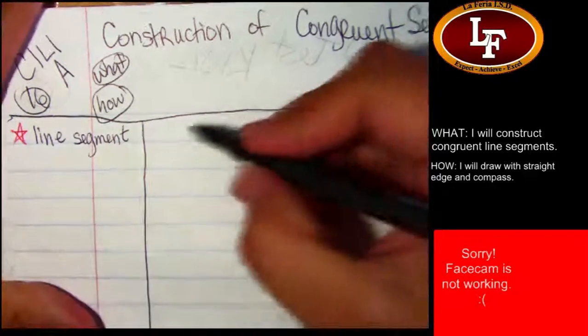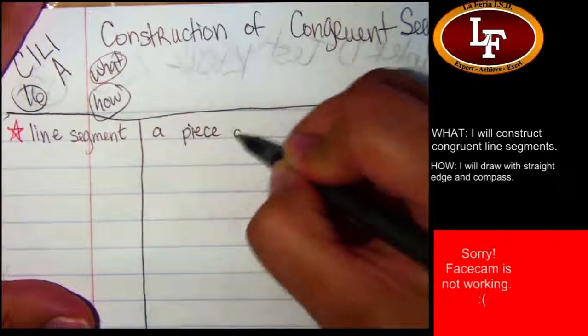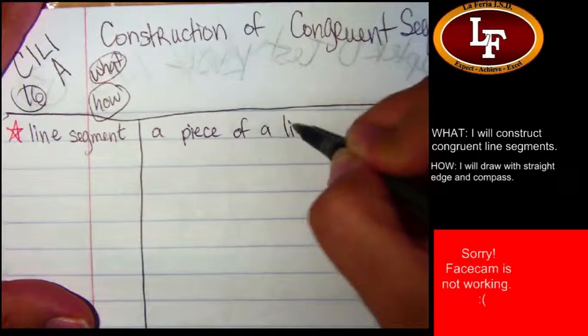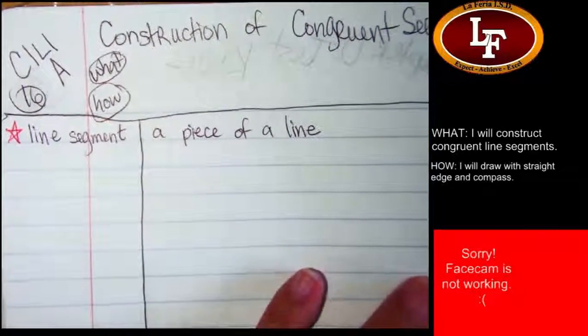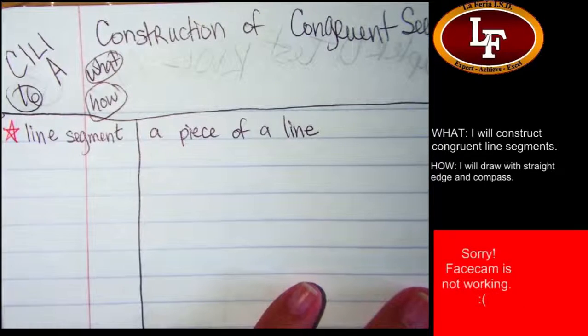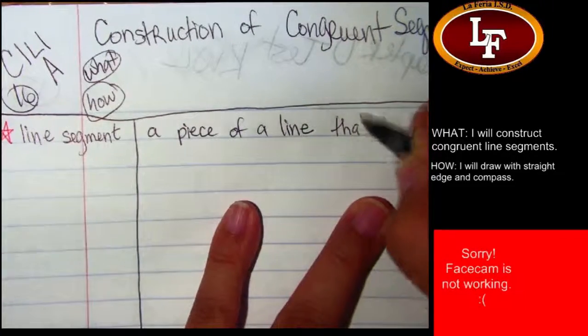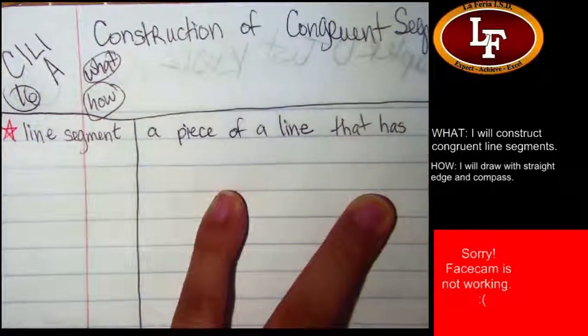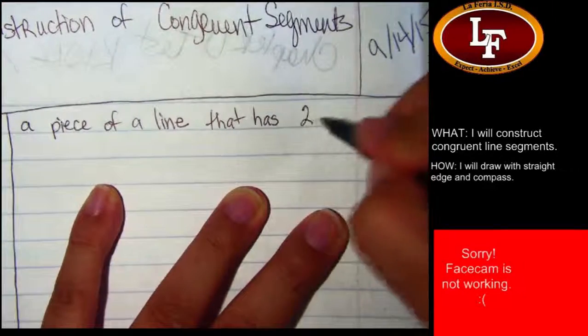All right, no problem. A line segment is going to be a piece of a line. And unlike the word line, this is actually its formal definition. And notice that we're using one of our undefined terms to define this word. So it's a piece of a line that has two endpoints.